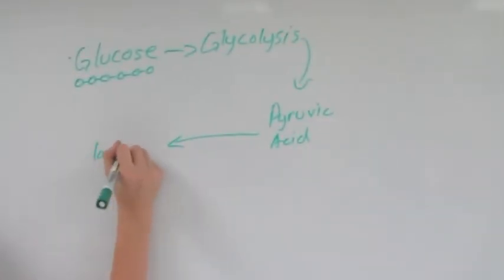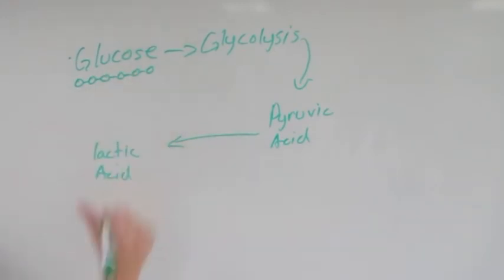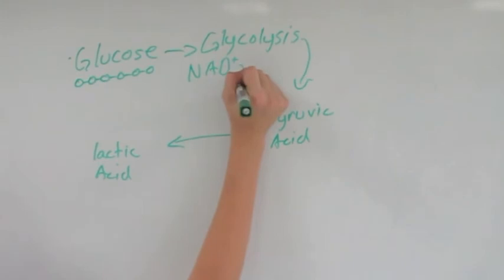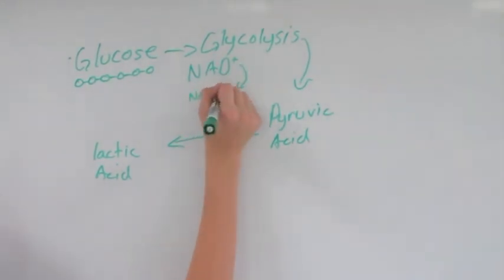Lactic acid is used to produce dairy products like cheese and yogurt, and also occurs when muscle cells lack oxygen, which is when muscle soreness comes from.